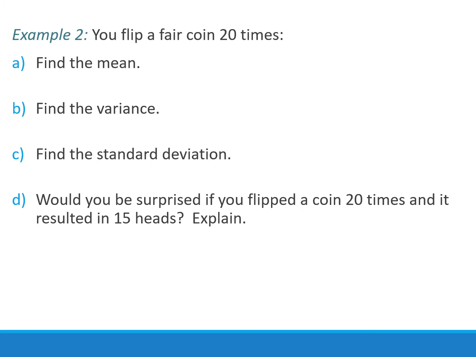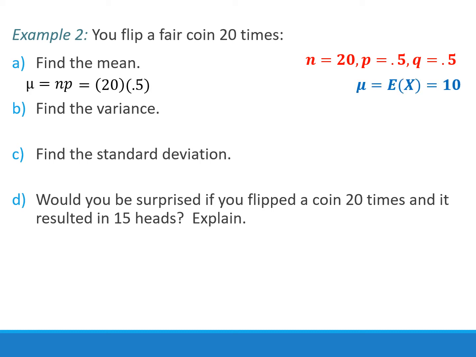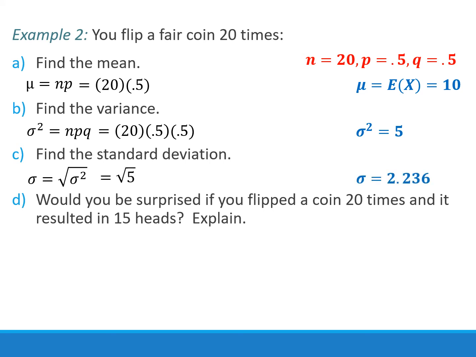Example 2, we flip a fair coin 20 times. When we talk about a coin being fair, we mean that there's a 50% chance of it being either heads or tails. So our important information is here. Find the mean, n times p. We would expect there to be 10 heads, an average of 10 heads. Find the variance. Variance is just npq. Variance is 5. Standard deviation is just the square root of the variance. Square root of 5 is 2.236.